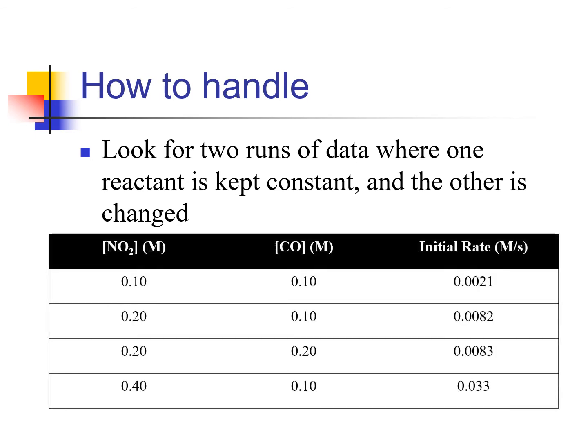Looking at this, I notice that between runs 1 and 2, the NO is changed, but the CO remains the same. So that's good to look at for the NO. Likewise, I can see runs 2 and 3. The NO remains the same, and the CO changes. So those would be 2 good runs to look at to determine the order of the CO.